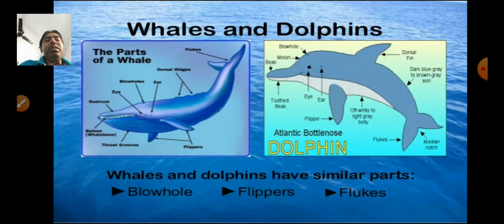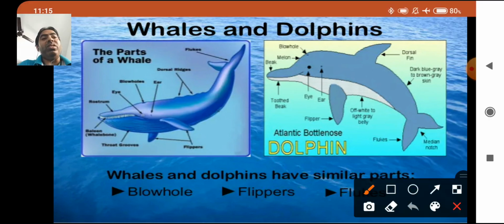Now you will see the whale and dolphins. These are also aquatic animals. They are found in the sea. They do not have gills. They breathe through their lungs. They inhale air through the nostrils that are located in the upper part of their head. Here you will see the nostrils there, in the upper part of the head.